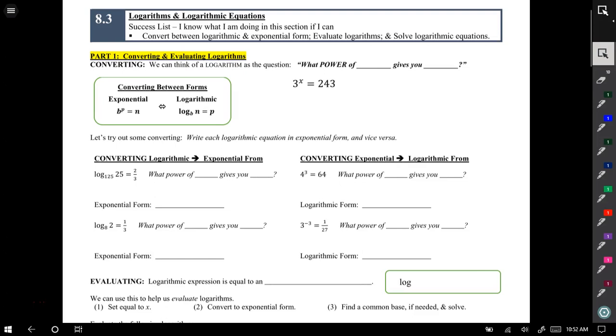In this video series, we're going to look at lesson 8.3, which is logarithms and logarithmic equations. Now, this video is going to cover the lesson in 3 parts. Part 1 focuses on converting and evaluating logarithms. It really deals with what is a logarithm and what does it equal.